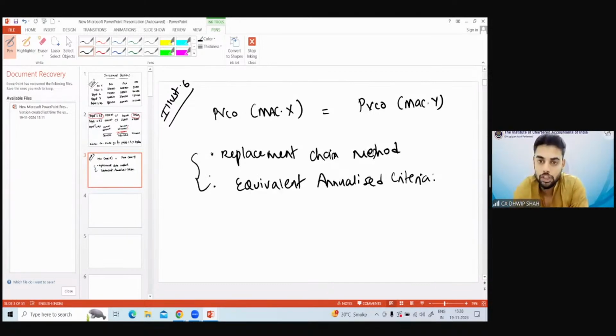So, and the most preferred method, we have also studied that the most preferred method or the quickest way to get the solution when life is unequal is the equivalent annualized criteria method. Correct? So now how to calculate? What is the formula of the equivalent annualized criteria method?